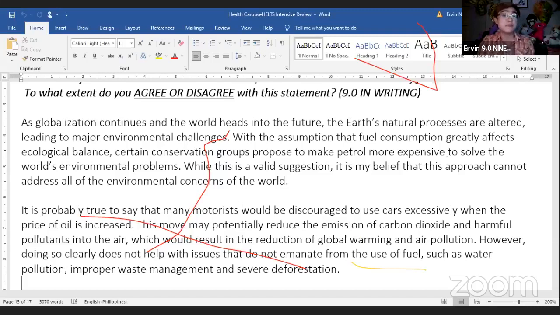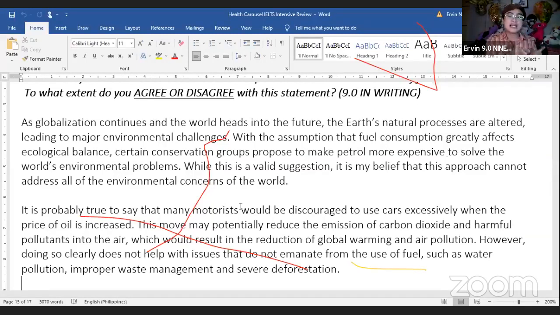Certain conservation groups propose to make petrol more expensive to solve the world's environmental problems. So notice, first sentence, Brian started with the general topic. And then second sentence, he moved to the specific topic. So first sentence, environment in general. Second sentence, fuel consumption. Now let us move on to his stand. While this is a valid suggestion, so the word valid here is an adjective describing the word suggestion, let's continue. It is my belief that this approach cannot address all of the environmental concerns of the world.